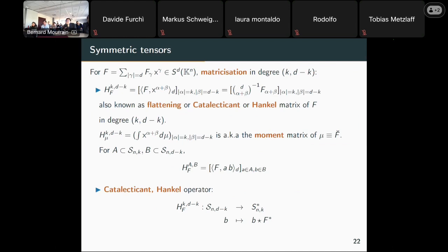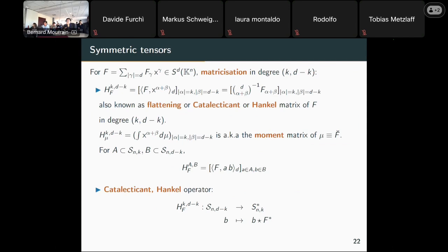When we have measures and moment sequences, F here should be replaced by the moment sequence of a measure. The Hankel or the moment matrix associated to this mu is the integration of monomials of degree less than D, which are the product of monomials of degree less than K times monomials of degree less than D minus K. This is a classical moment matrix.